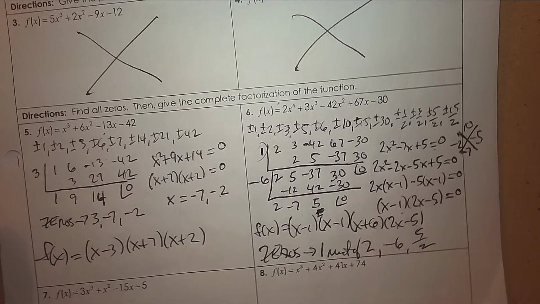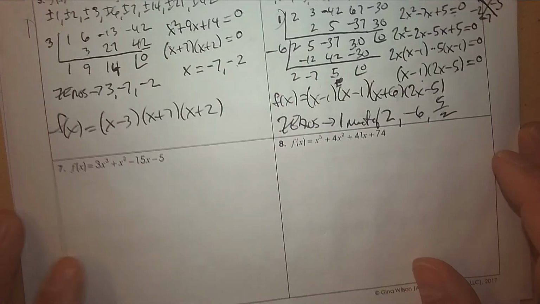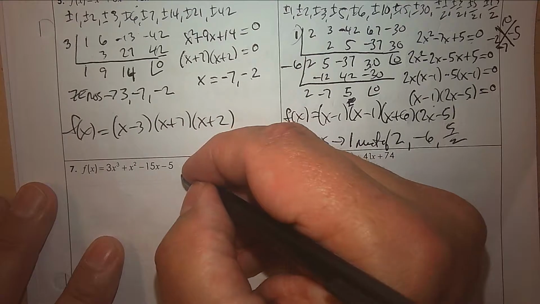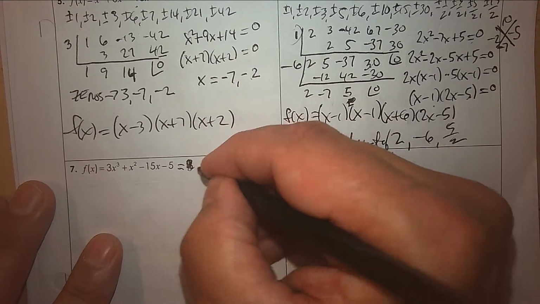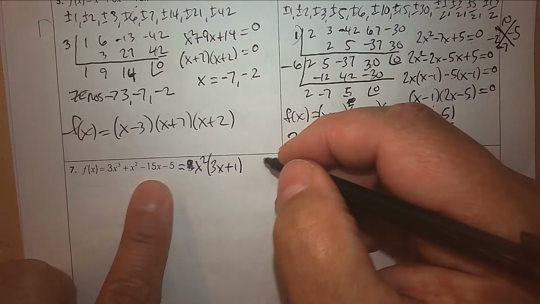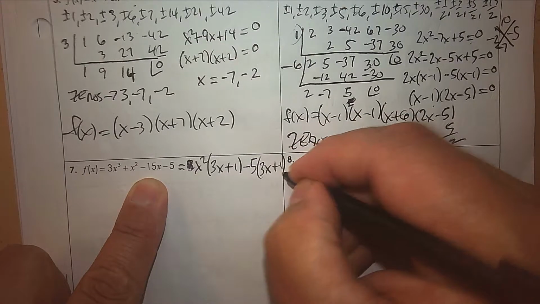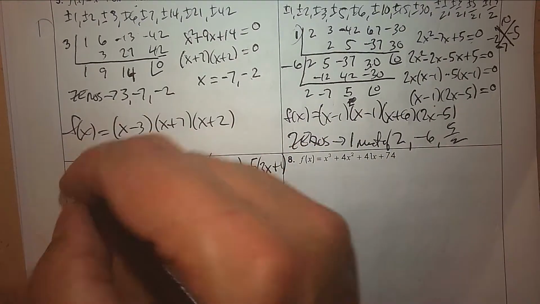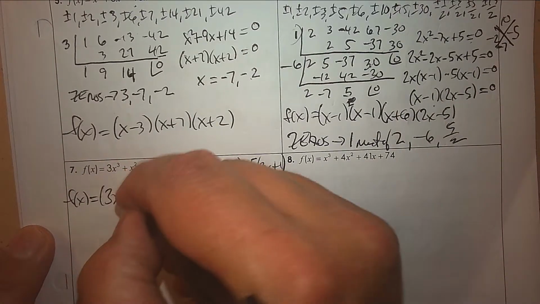All right, number 7. I first see if it can factor by grouping. So I'm going to factor out 3x squared and get 3x plus 1. Factor out a negative 5 and I get 3x plus 1. So they share 3x plus 1.